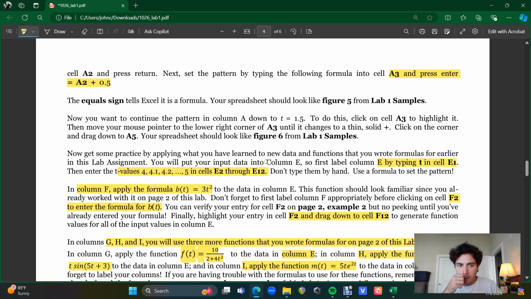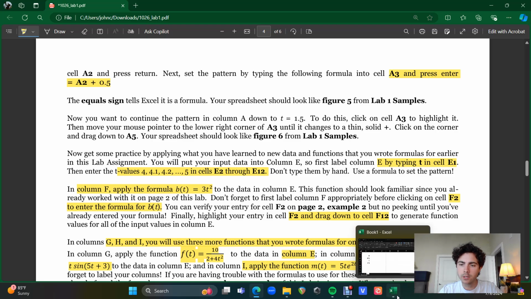Let's see what else. All right, column E. Do they want us to go back? What are we doing? Okay, drag down. So they just want us to jump to. Okay. I guess we're just randomly jumping to E. I don't know if they want us to go back.